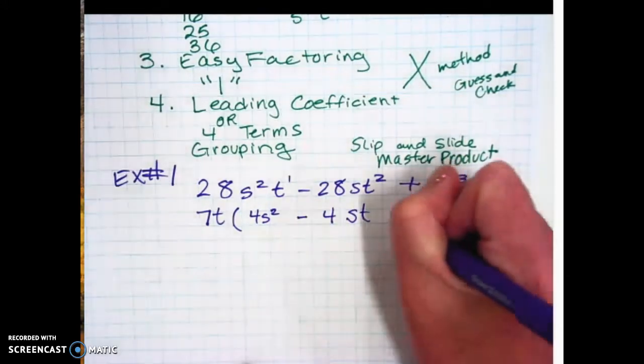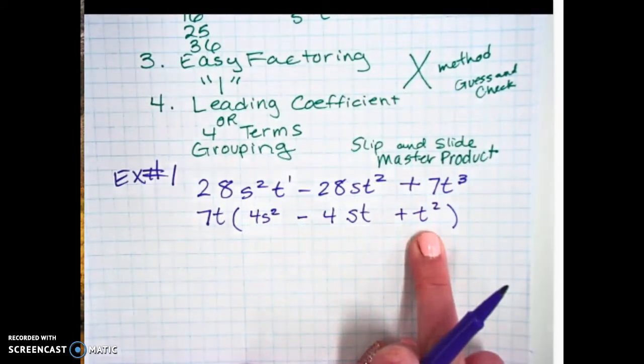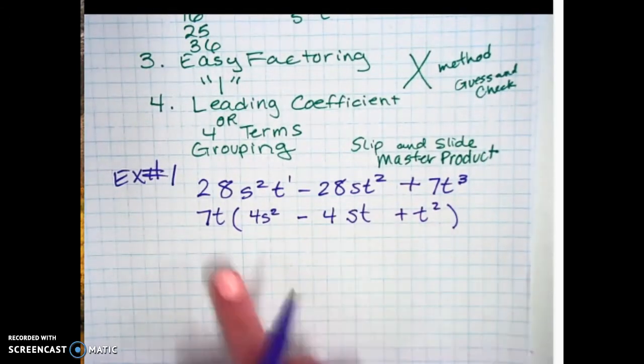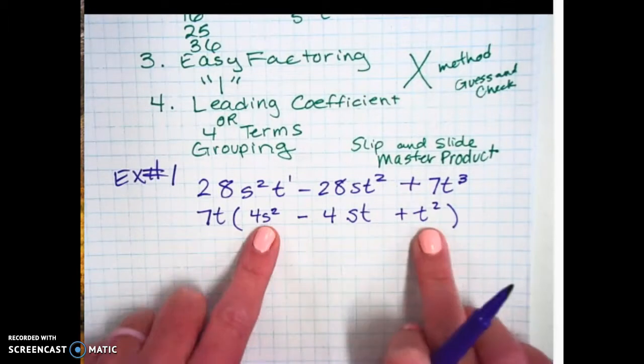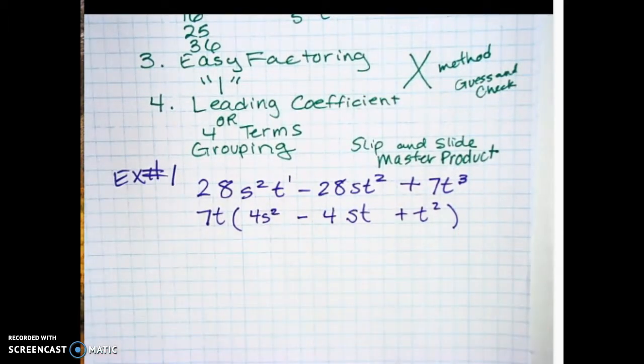Okay. And what's left in the third term? T squared. Is t squared a perfect square? Yes. Okay. So if this term is a perfect square and this term is a perfect square, it's very likely that it's going to be a special pattern, which is number 2.